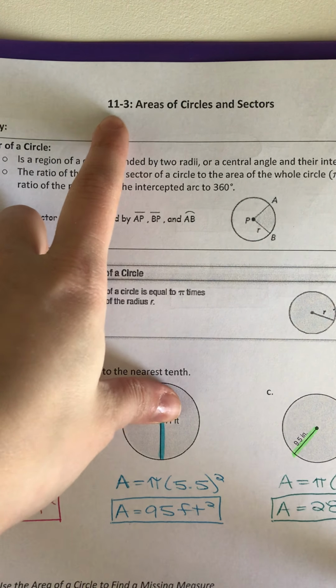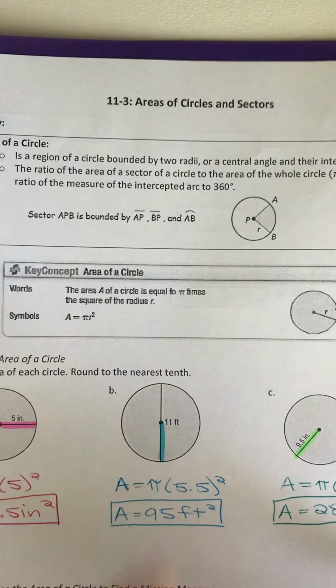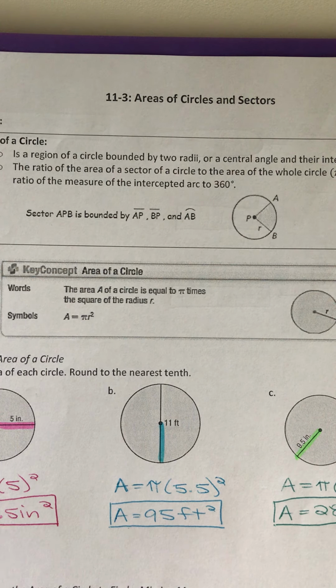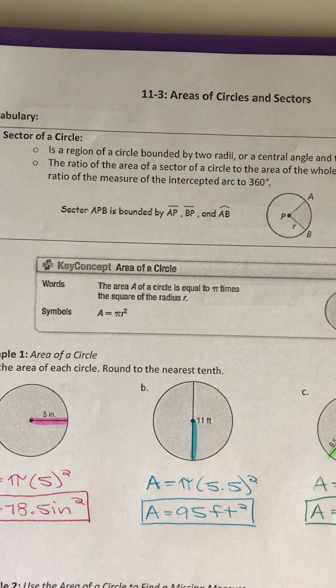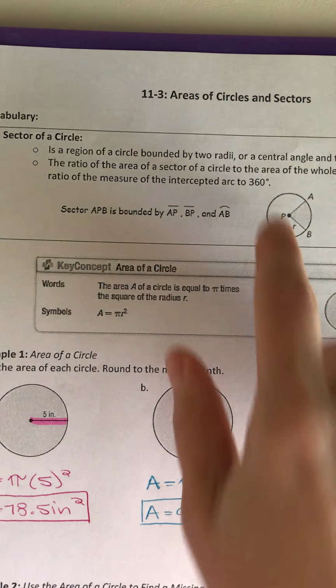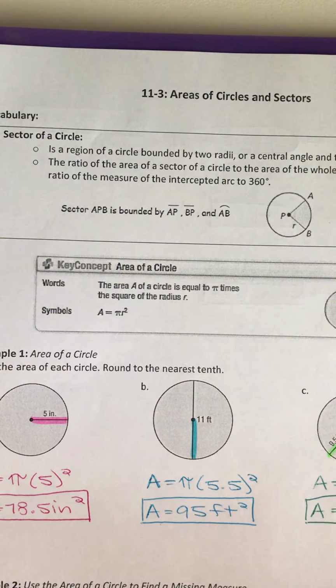So we're going to finish the 11-3 area of circles and sectors notes. We've already talked about circles, now we're going to talk about sectors. A sector is like a piece of pizza. If you have an entire pizza, you find the area of the pizza. But if you just want to find the area of a slice or two, that would be called a sector. It could be a piece of pizza, a piece of pie, anything you're taking a piece of. It's going from the center and you're making a big cut out of it.